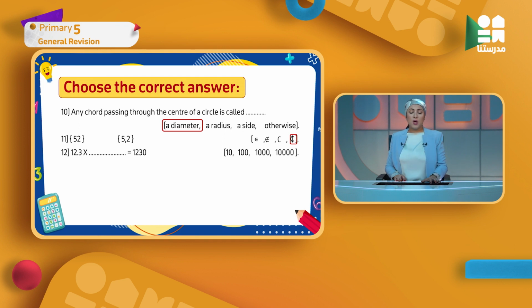12.3 times what gives me 1230? 12.3 times, I have to move the decimal point 2 places to get 1230. Then it will be times 100.